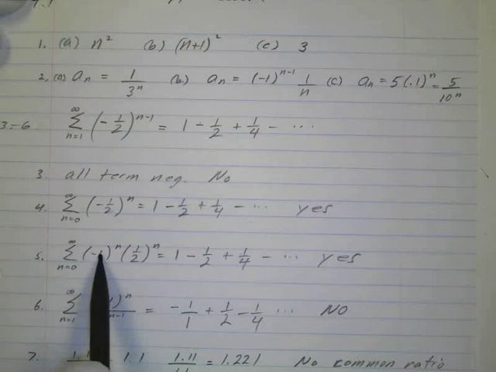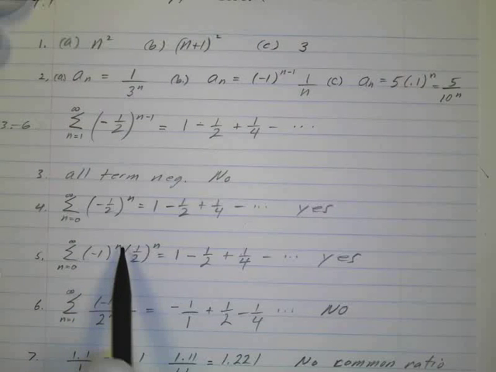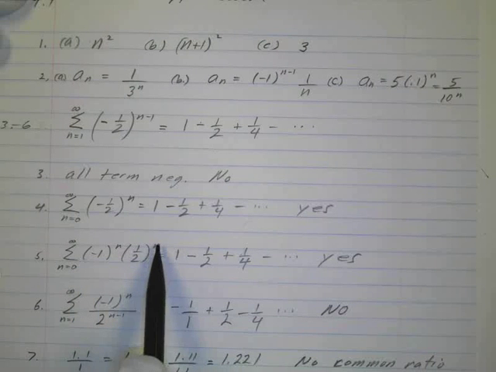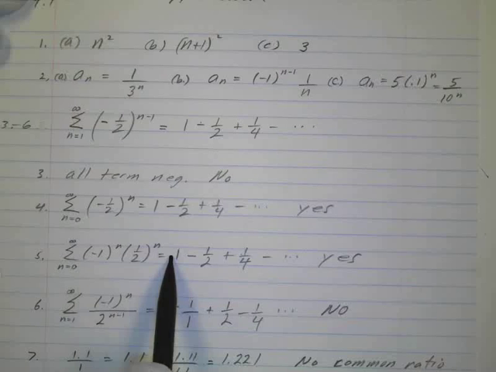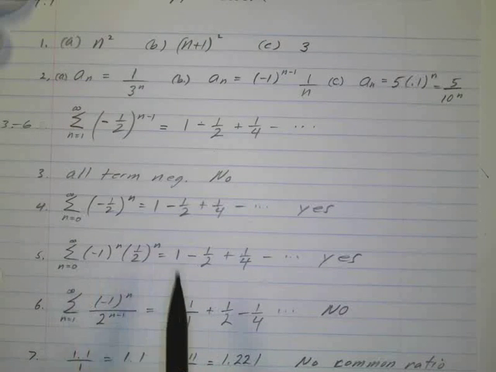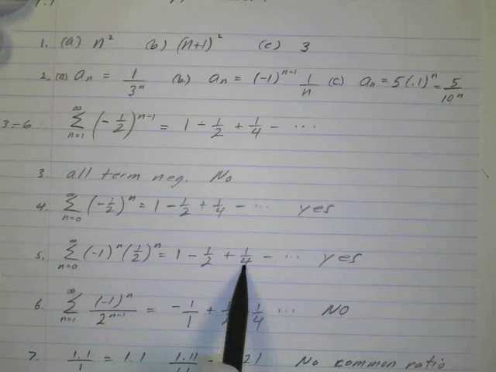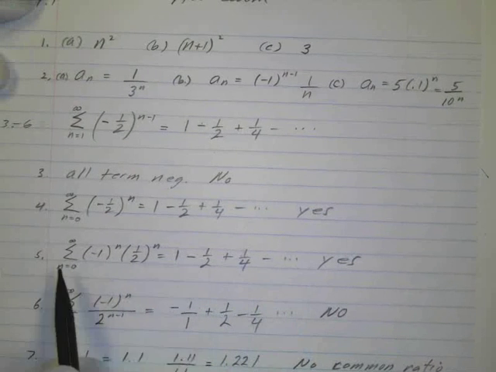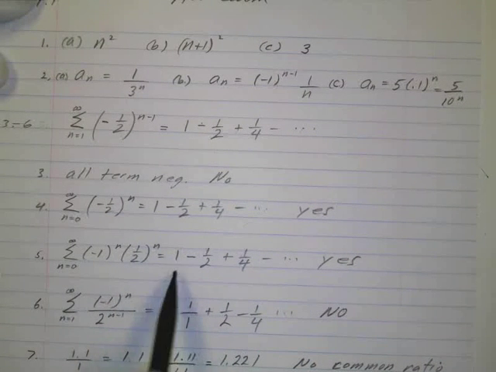This is going to give me 1, because anything to the 0 power is 1, so that generates 1. When n is 1, this is going to be negative 1 half, so this also generates the same thing. So number 5 looks like it's also the same.